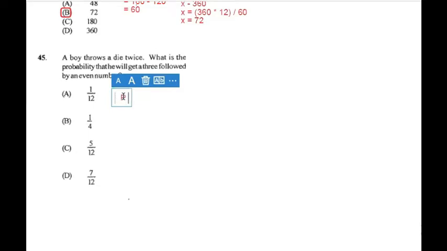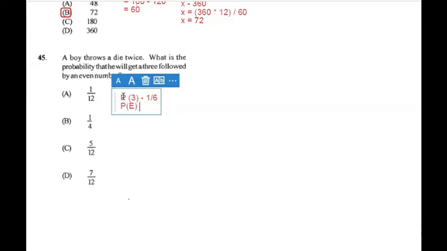So the probability of throwing a 3 on the first throw of a die. So it's 1 three on the die, so it is 1 divided by the number of chances, which is 6, as there are 6 different numbers on the dice. And then the probability of getting an even number.